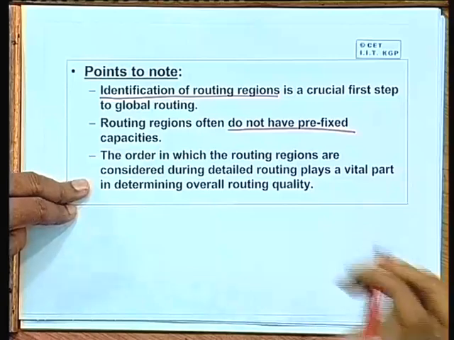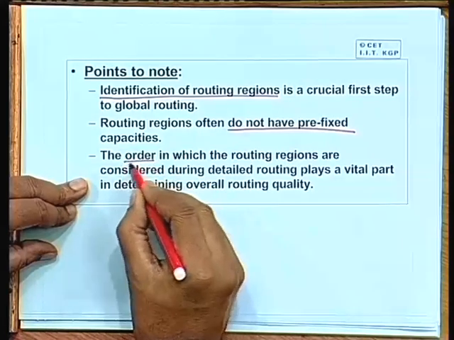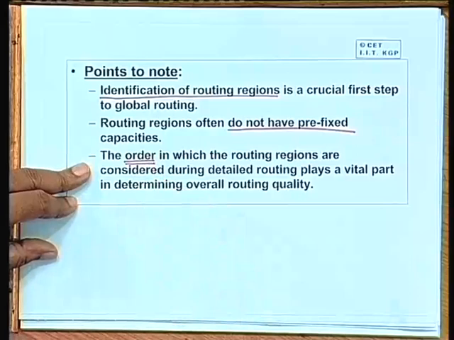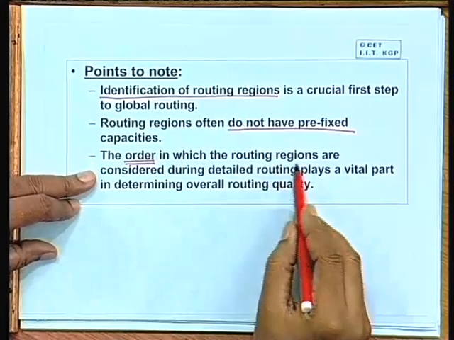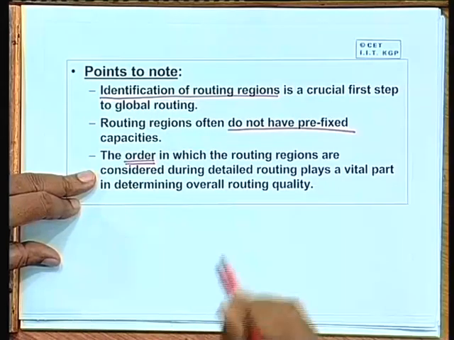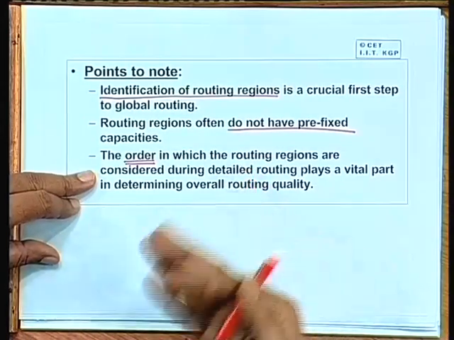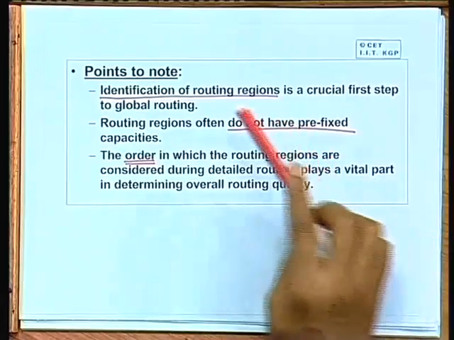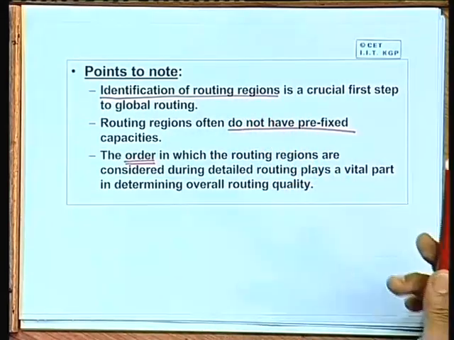but it is important to determine some kind of an order in which the routing regions have to be considered during detailed routing, because the order in which you take up the regions for detailed routing will play a significant role finally in determining the quality of the layout. Okay, I will take some examples and show you later. Okay. So, these are related to the routing regions.